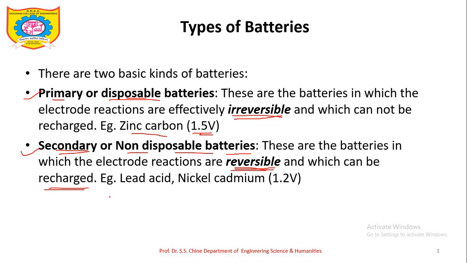So what are the examples? If you have observed the use of generators, in those generators a parallel series of batteries is there, and that is a lead acid battery, or a nickel cadmium battery. These are examples of secondary or non-disposable batteries. Generally in our laptops, the nickel cadmium battery is used, which is a secondary type of battery.